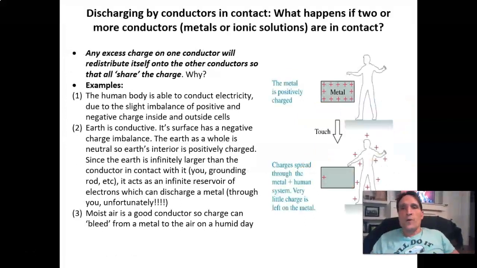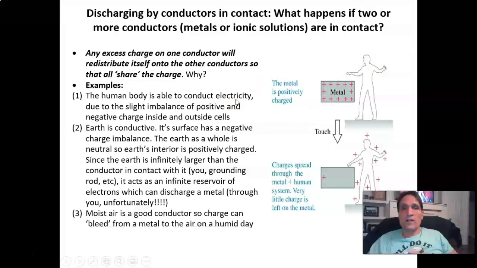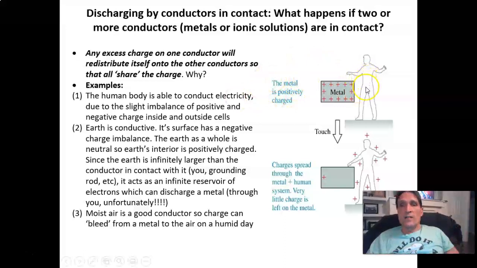Now what happens if we place some positive charge on the metal, and that metal touches another conductor, like maybe you? You might say, well, I'm not a conductor. Well, you are. The human body is able to conduct electricity because there's a slight imbalance of positive and negative charge inside and outside the cells. So we have this ionic charge, and the human body is a good conductor of electricity.